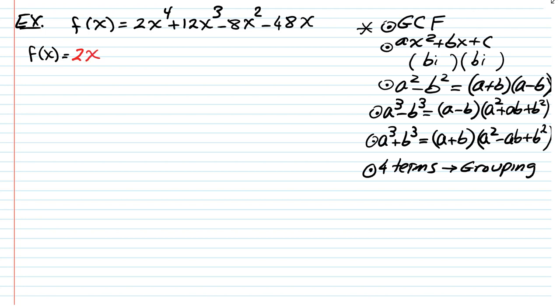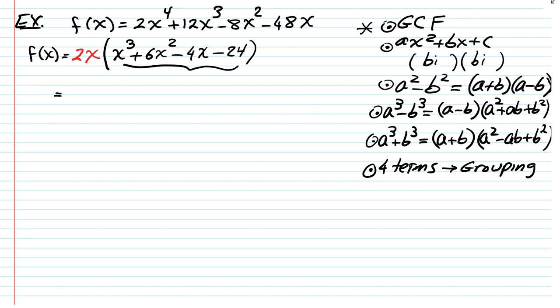So I'm just going to remove 2x here. The greatest common factor is 2x. And what's going to be left over is x cubed, that's coming from the first term. Divide 2x to the 4th by 2x, you get x cubed. Next, you divide 12x cubed by 2x, you're going to get 6x squared. Divide 8 by 2, you get 4, and x squared by x, we got x. 48 by 2, that's going to be 24, and the x by x is 1. And there we have this one. Okay, so we have 2x times that polynomial.